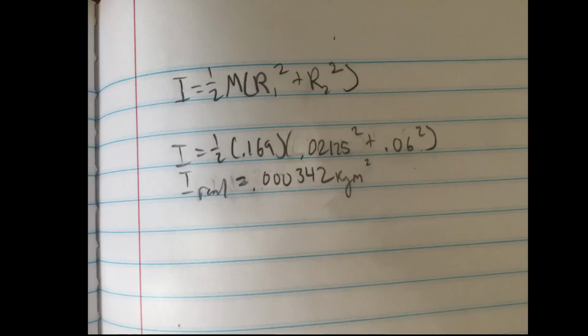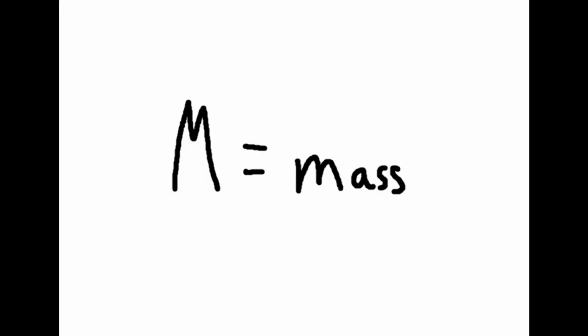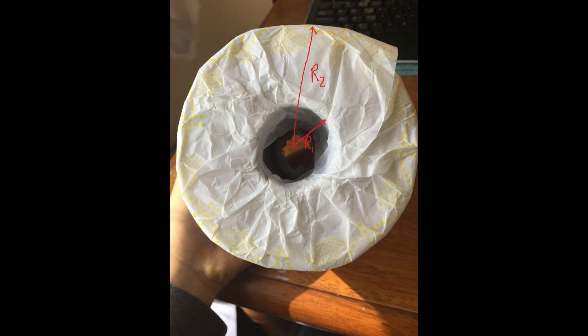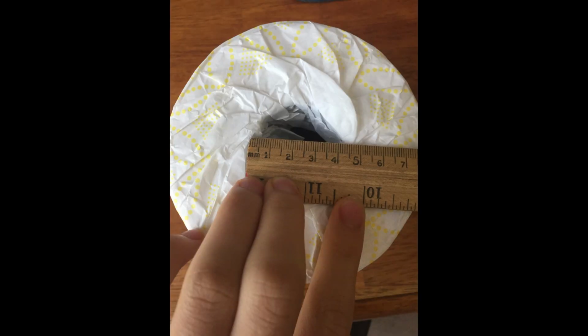We can find the percent error for both the y-intercept and the slope. We can calculate the real moment of inertia using this equation. M represents the mass, R1 represents the inner radius, R2 represents the outer radius. Oh, by the way, I measured the radius of the inner circle of the toilet paper roll by first measuring the diameter, which was 4.25 centimeters, and then in radius, that's 4.25 centimeters divided by 2, or 2.125 centimeters.